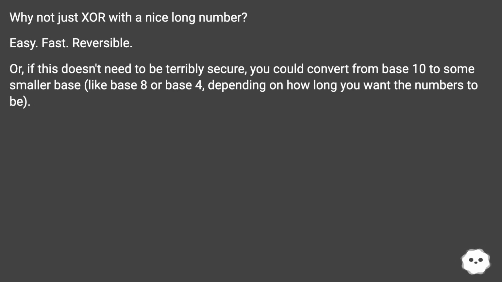Why not just XOR with a nice long number? Easy. Fast. Reversible. Or, if this doesn't need to be terribly secure, you could convert from base 10 to some smaller base, like base 8 or base 4, depending on how long you want the numbers to be.